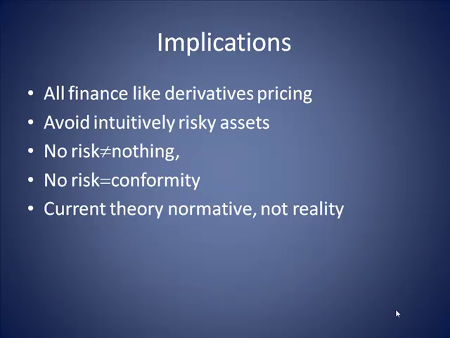Just as the opposite of love isn't hate, it's indifference, the opposite of risk-taking is not doing nothing. It's not cash. It's doing what everyone else is doing. The current standard theory remains a useful normative model of how to invest. I think a Sharpe ratio is a good thing to maximize. It's important to recognize that this isn't reality, however. It doesn't describe how people actually invest.